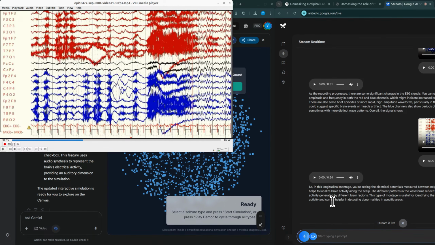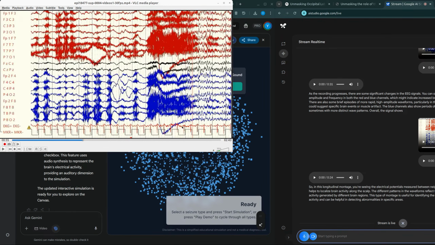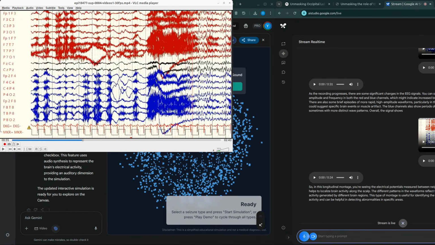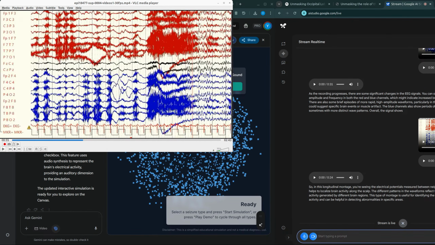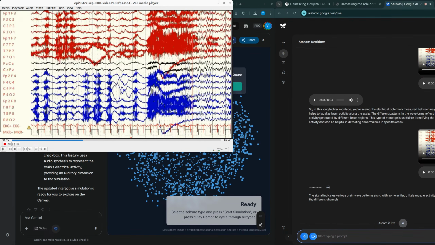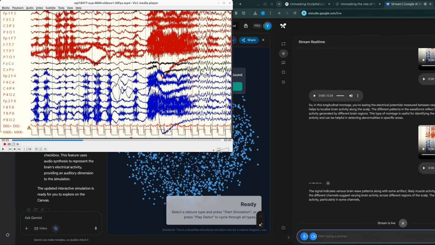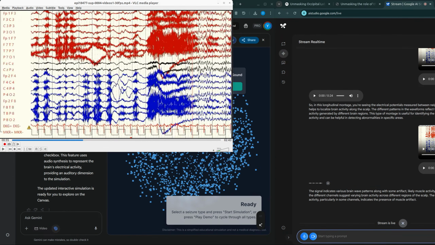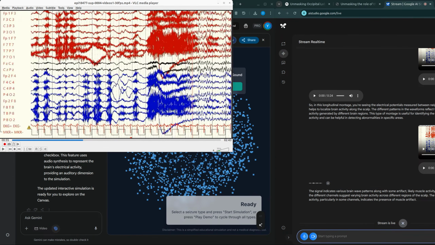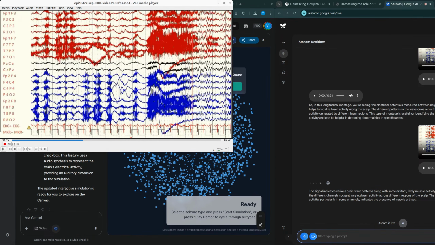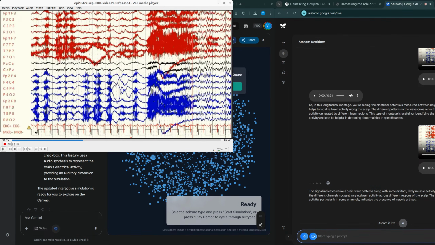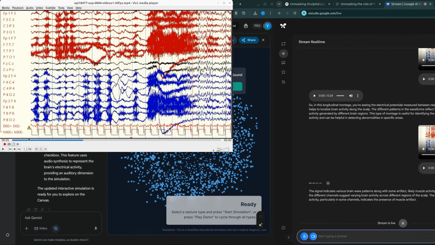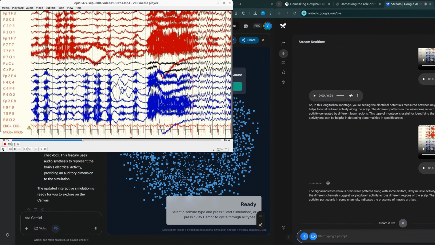Okay, and what do you think we are mainly seeing? What does the signal indicate? The signal indicates various brainwave patterns along with some artifact, likely muscle activity. The different waveforms in the different channels suggest varying brain activity across different regions of the scalp. The presence of faster or regular activity, particularly in some channels, indicates the presence of muscle artifact.